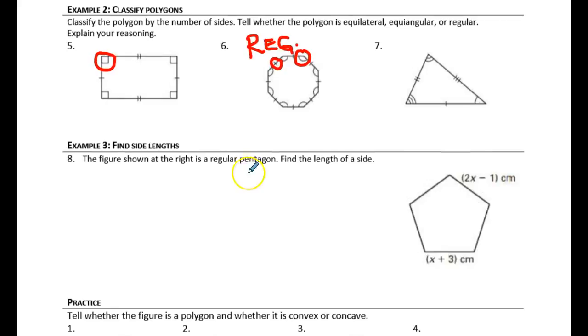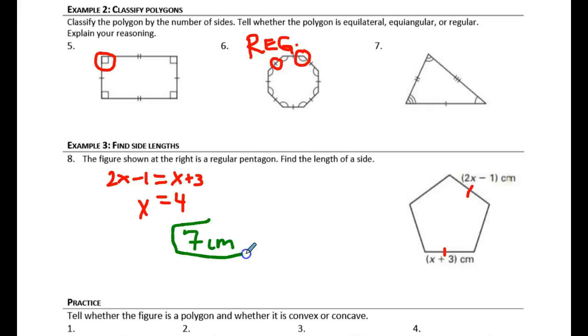All right, here we have a regular pentagon. We want to find the length of each side. Well, if it's regular, then I know that this side and this side must be congruent. So I can set them equal to each other, and then solve for x. So x is equal to 4. And if x is equal to 4, I can plug this in here, and that means each side is 7 centimeters long.